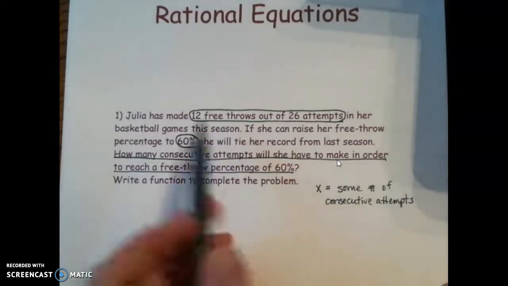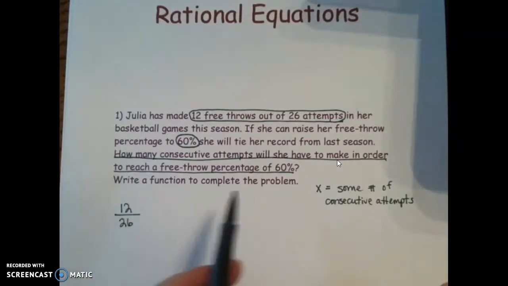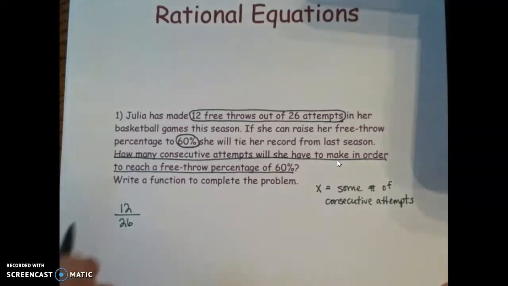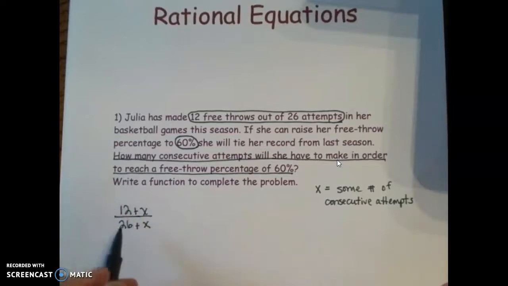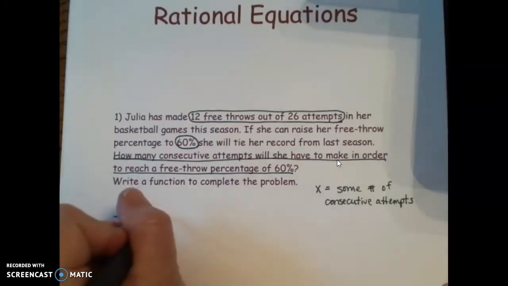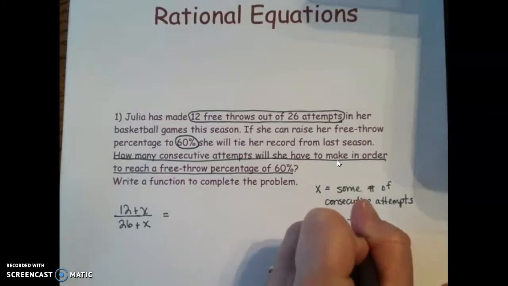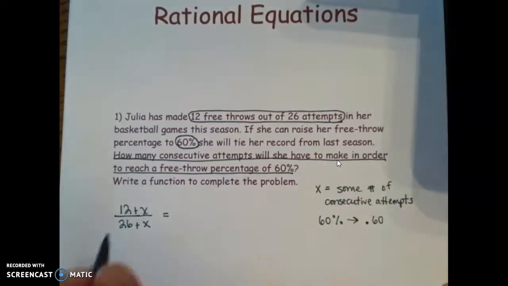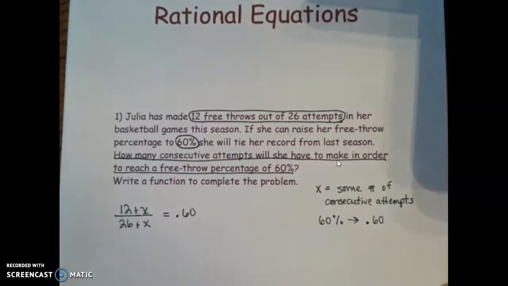So we're going to make a fraction, 12 out of 26 attempts. And then she's going to shoot some number of consecutive attempts. So we're going to add x to top and bottom because every time she shoots, that adds to her total, which gives her a chance to make another one. And we want that to equal 60% as a decimal. We would move it over to the left twice. So we want that to equal 0.60.